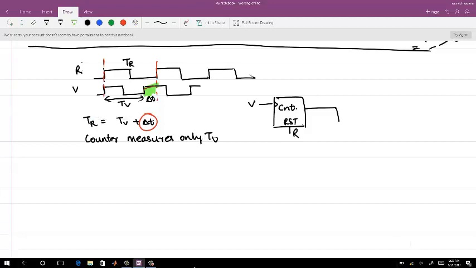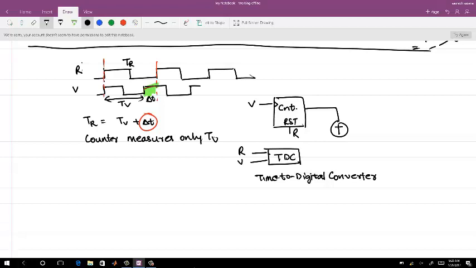Then I have another block, which is the time to digital converter, TDC. How does it work? That is a later thing which we can see. The time to digital converter will have two signals, R and V both, and it measures the time difference between the rising edge of R and the rising edge of V, the nearest edges. So now I can measure the delta T with some quantization error, and this will give me a much more accurate frequency error detection.